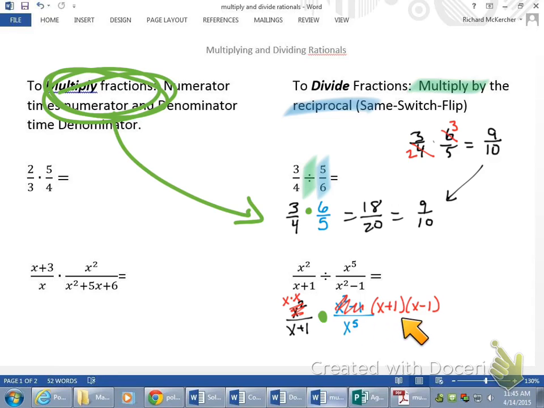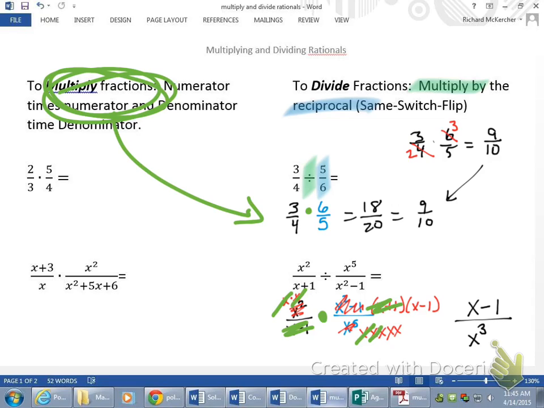X squared minus 1 is the difference of two squares, so I factor it like this. X to the fifth is really 5 x's. And now I start trying to find things that will cancel each other out. These two cancel each other out. 2 x's on top will get rid of 2 x's on the bottom. And I'm left with x minus 1 over x to the third.